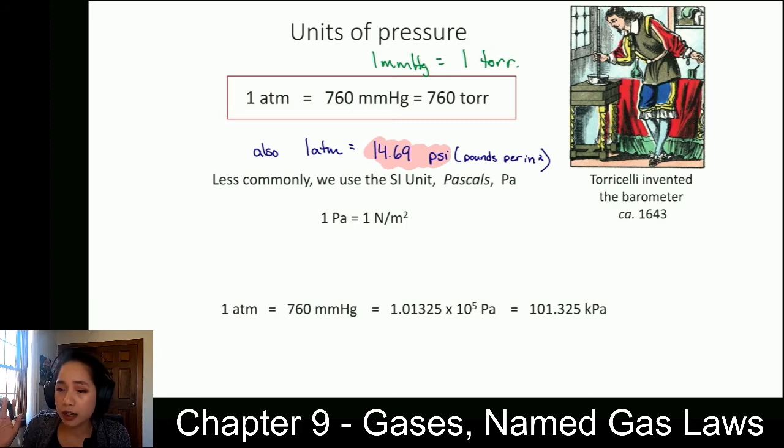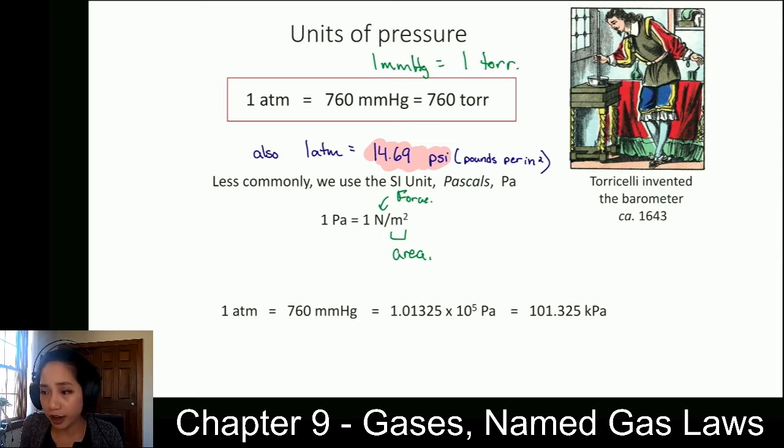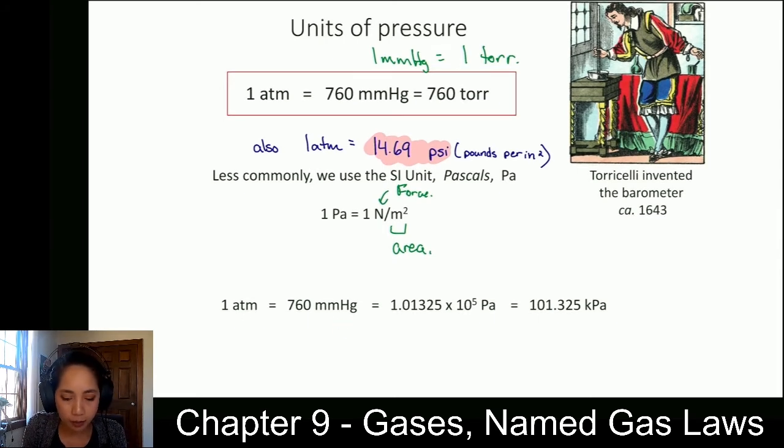Another unit that physicists often use, but it's less commonly used, using our SI units that we've already talked about, is the Pascal. A Pascal is 1 Newton, which is a unit of force that you might have experienced in a physics class, over a meter squared. So meter squared is our area. A meter is a length, and so if you square it, there's our area. And here's how atm, millimeters of mercury, and Pascal are all related to one another. 1 atm is 1.012325 times 10 to the 5 pascals.